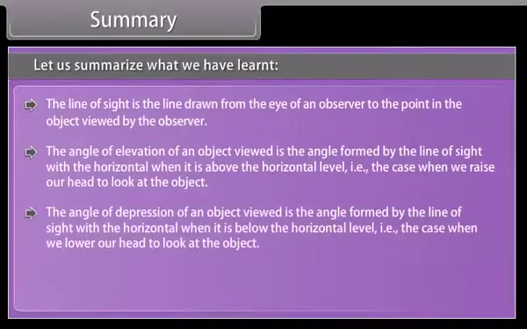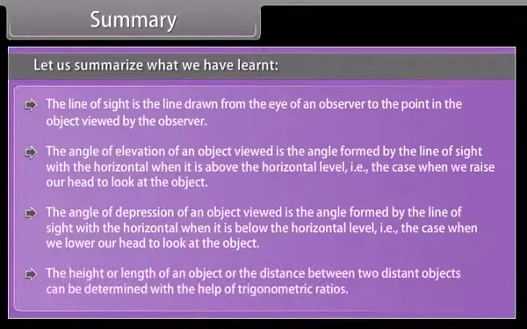The angle of depression of an object viewed is the angle formed by the line of sight with the horizontal when it is below the horizontal level, that is, the case when we lower our head to look at the object. The height or length of an object or the distance between two distant objects can be determined with the help of trigonometric ratios.